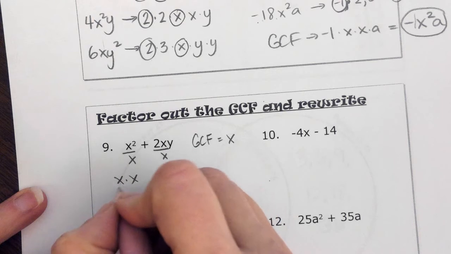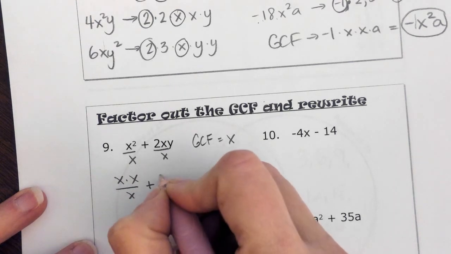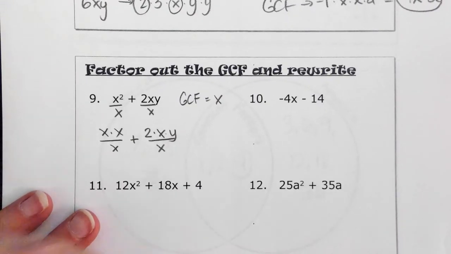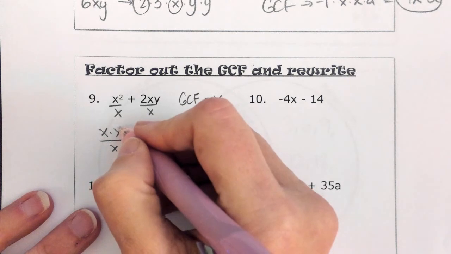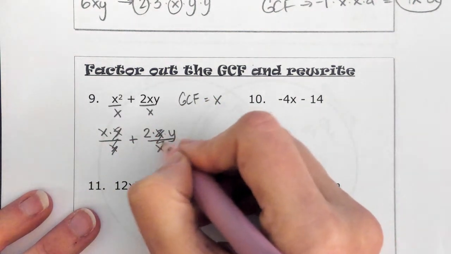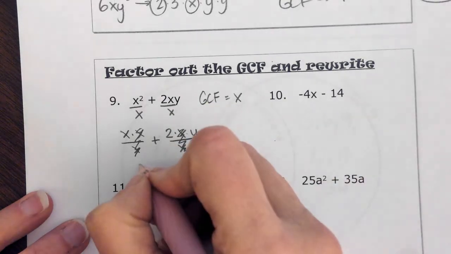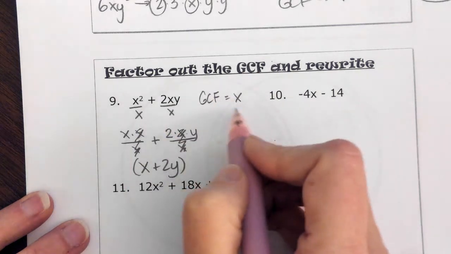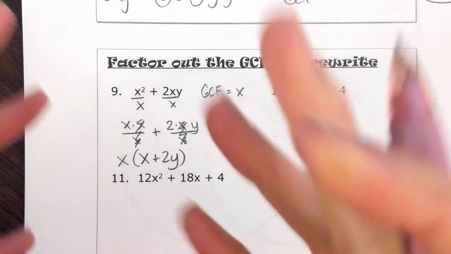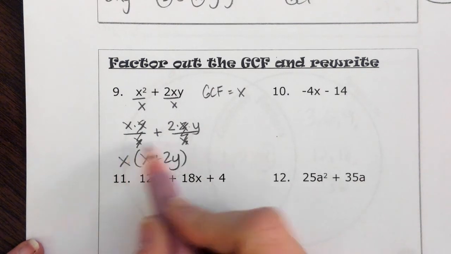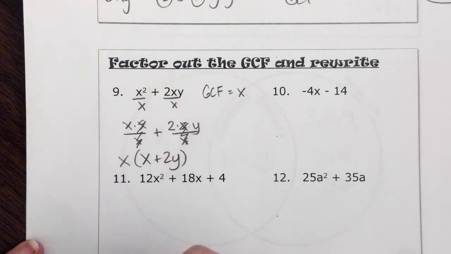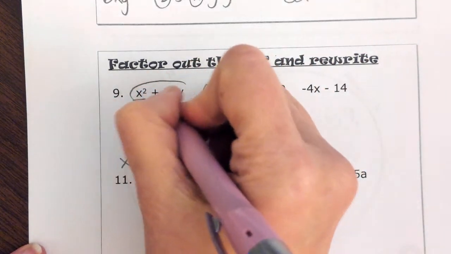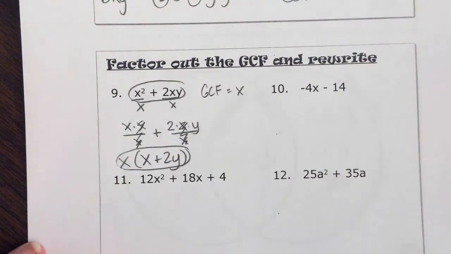So we have x times x over x plus 2 times x times y over x. And then we're going to cancel out that x. So these cancel out, and these cancel out. What's left is x plus 2y. But originally this was one of my factors. So basically, when they started this problem out, they distributed an x. We're undistributing that x. By dividing everything by x, we're undistributing that x. So x squared plus 2xy is equivalent to x times x plus 2y.